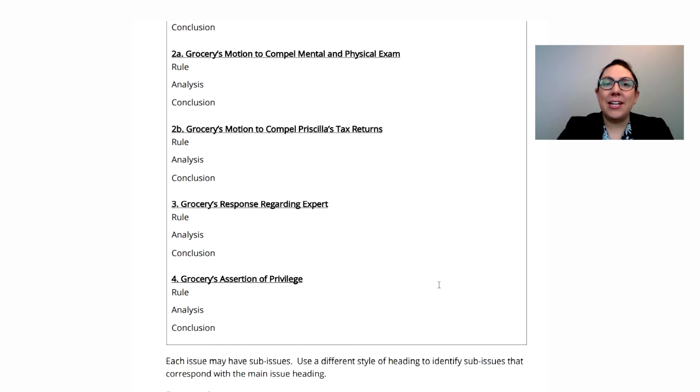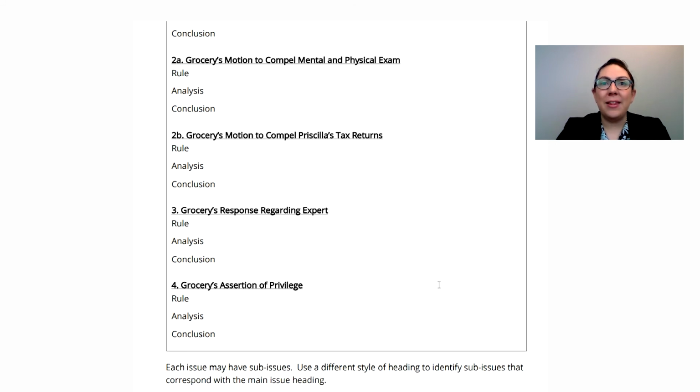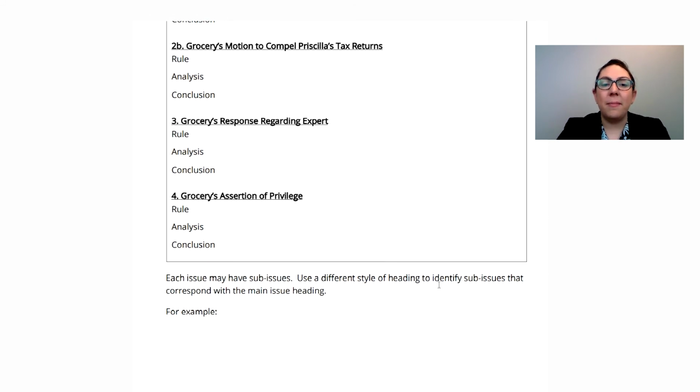Within each of these issues, it is incredibly likely that you will see sub-issues. And when you're addressing sub-issues, I think it's very helpful to do some sort of font change to make those sub-issues stand out to the grader. Show them that you recognize this is part of the larger issue, but it really needs its own IRAC.